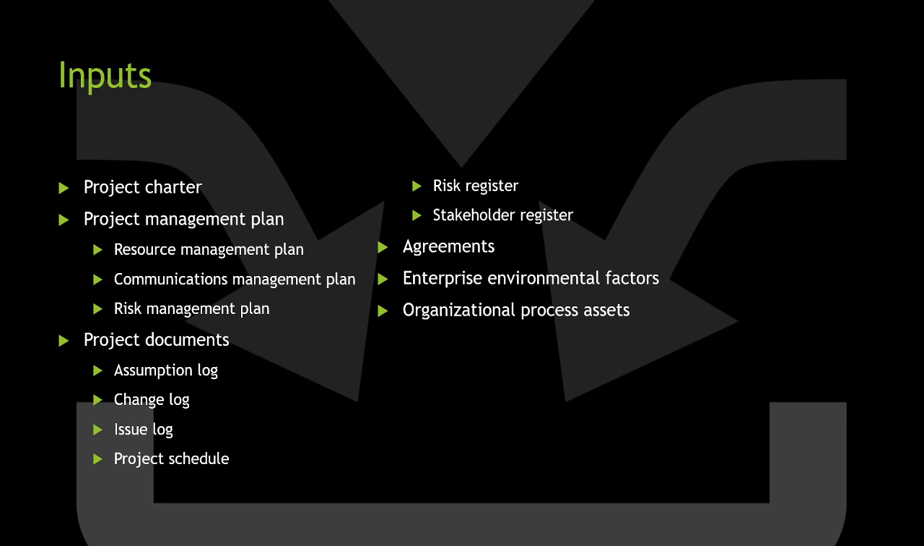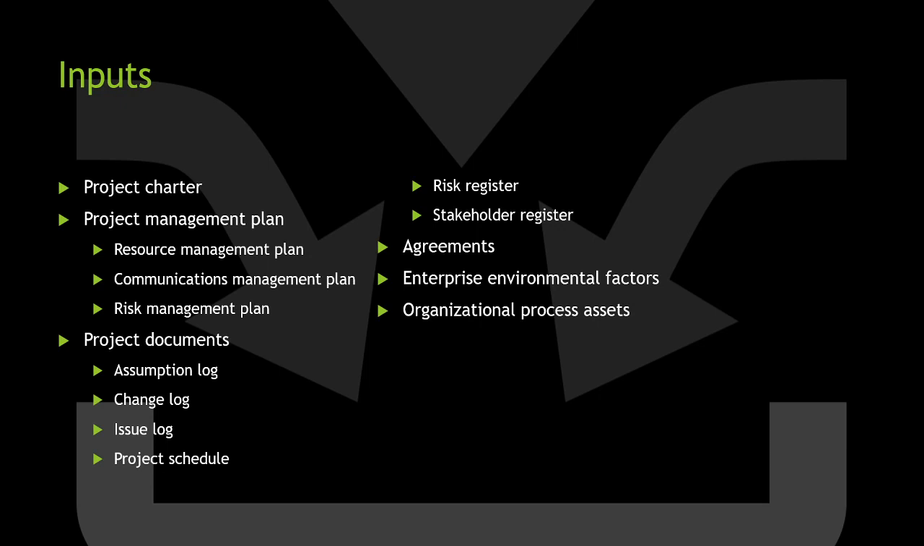Project documents include the assumption log, which is how project managers record and analyze assumptions. Change and issue logs is where important changes and issues to the project are tracked and recorded. Project schedule is an outline of important dates of when certain milestones of the project are expected to be finished. Risk register is the method of identifying risks to the project and determining the best practice for mitigating the risk.